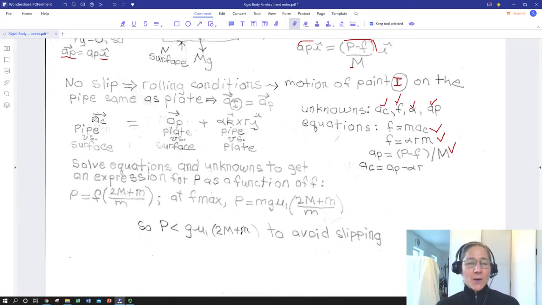So we end up with, if we use this relationship, which all equates to this, we can say that the acceleration of the pipe center of mass versus the surface is the acceleration of the plate versus the surface minus the translational motion of the pipe versus the plate. So that gives us our 4th equation. So we basically used relative reference frames.